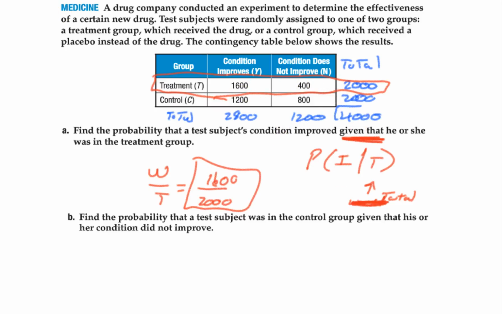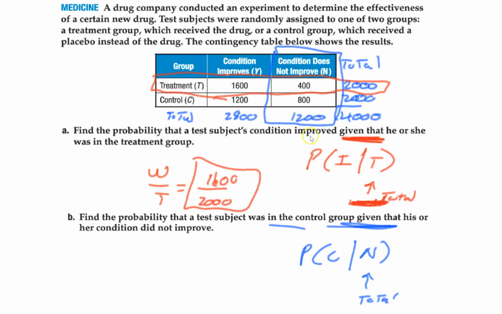Let's look at the bottom one here. Find the probability that a test subject was in a control group, given that he or she did not improve. So probability control, given that did not improve. Same idea. We know they did not improve. That's our total here. All we're looking at are the people that did not improve. How many of them were in the control group? Control for that was 800. So my want over total is going to be 800 over 1200.